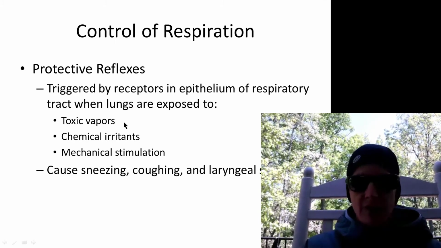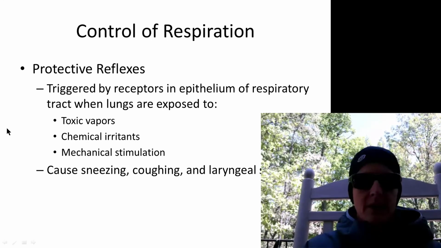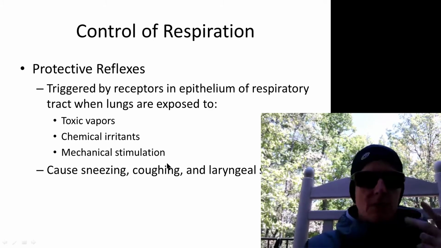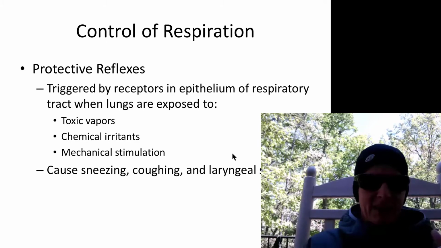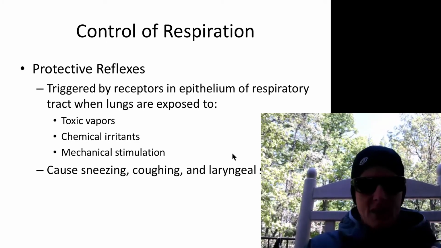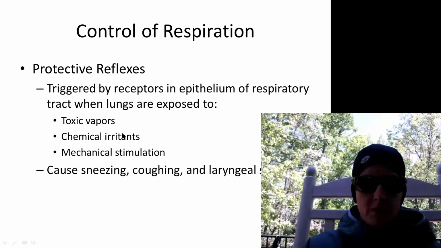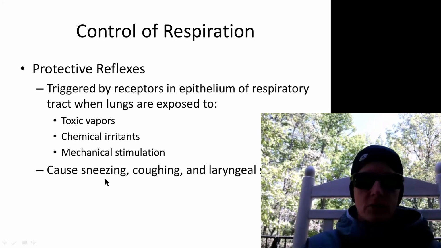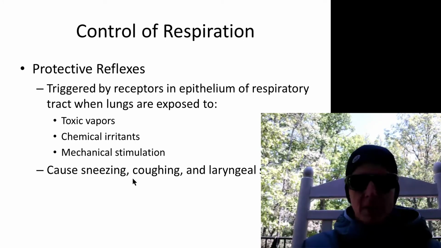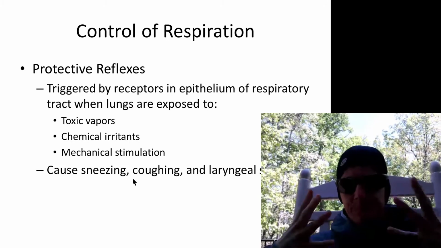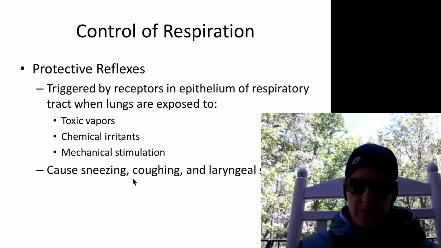So when you get toxic vapors, the first thing you want to do is hold your breath. Chemical irritants, even mechanical stimulation, like when a bug gets in there, and if you've ever swallowed food wrong and you get something sitting on your epiglottis or your glottis, and you keep wanting to cough it out. So all of these kinds of things can trigger these protective reflexes, and these include coughing, sneezing, and laryngeal spasms. So when you breathe in a bunch of pollen, which we're probably all doing about right now, then sometimes that can trigger sneezing. So we get a lot of sneezing and coughing this time of year.